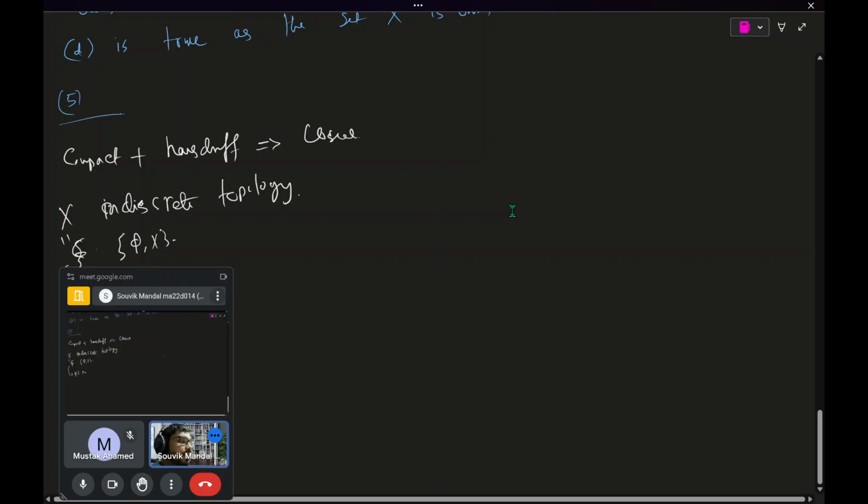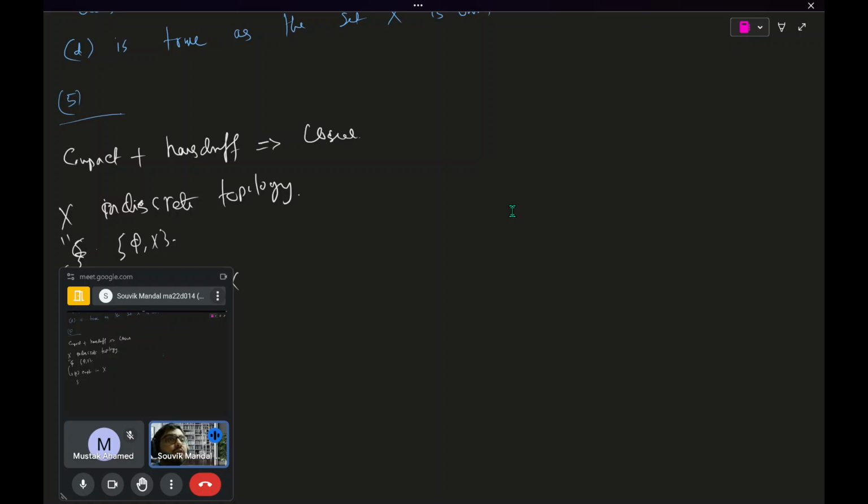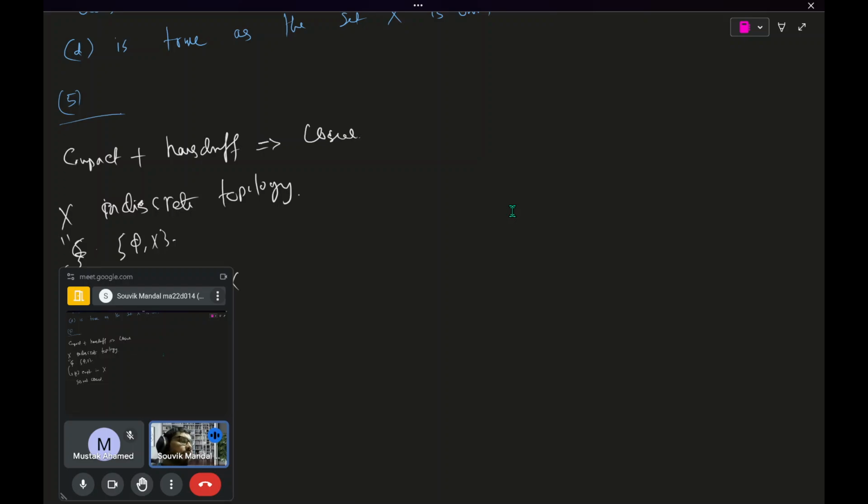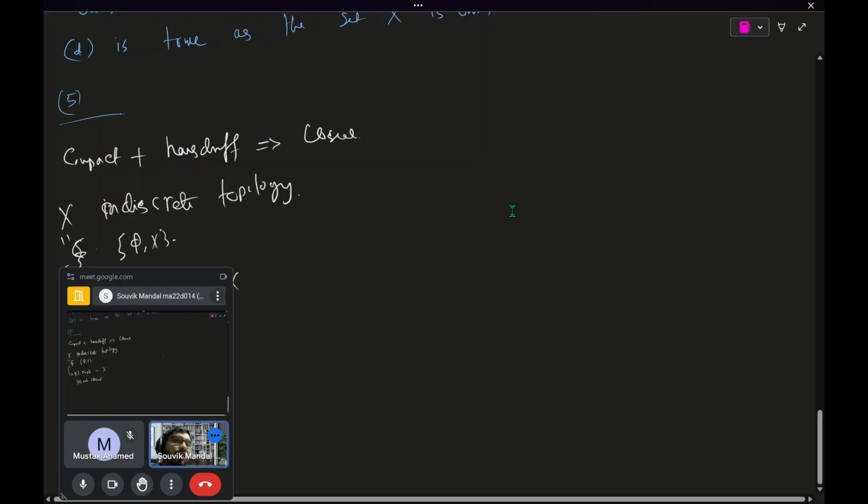But the singleton set is not closed, because in the indiscrete topology the open sets are only phi and the whole space. So the closed sets are only the empty set and the full space. So a singleton set cannot be closed in the indiscrete topology. That's why the singleton is compact but not closed. That's why it's a counterexample to question number two.